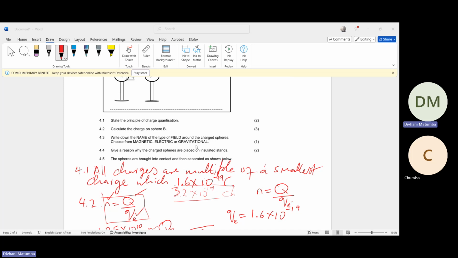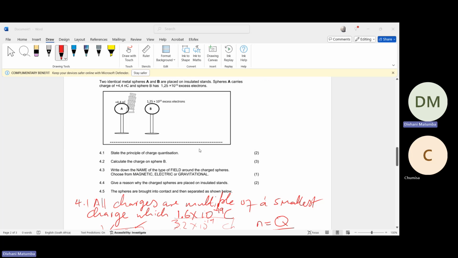And remember, we are dealing with electrostatic forces. Within the term electrostatics, there is the electrical part of the term. So it is electric.